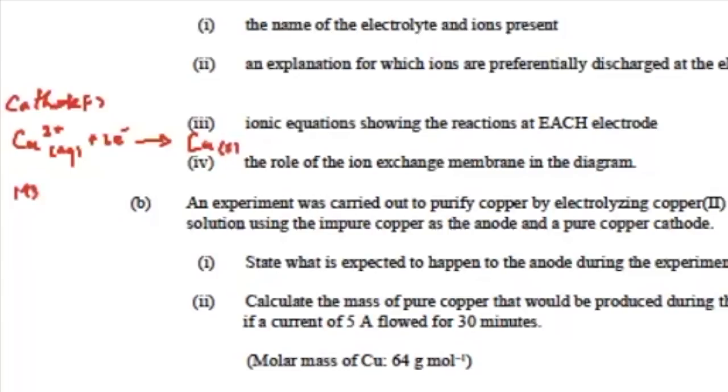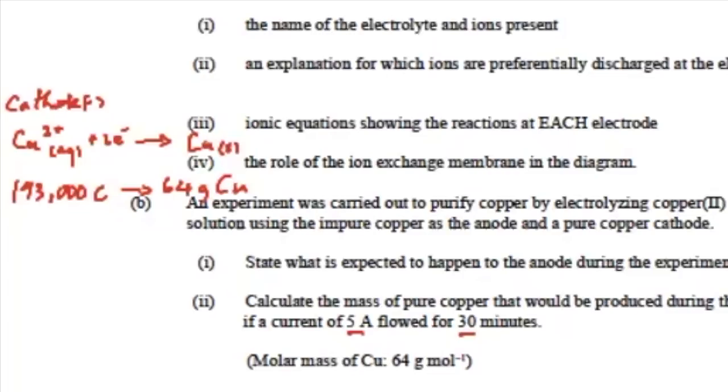Let's try that again. Let's see if we can get it clearer. So it means 193,000 coulombs is required for the liberation of 64 grams of Cu. So we're going to use the amperes that they give us and the time that they give us in minutes to actually calculate what our quantity of electricity is.